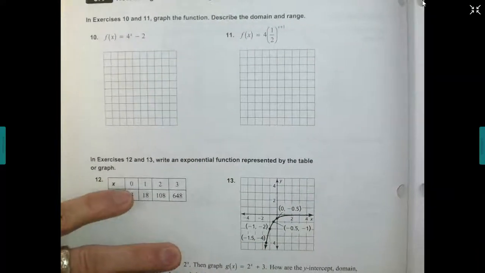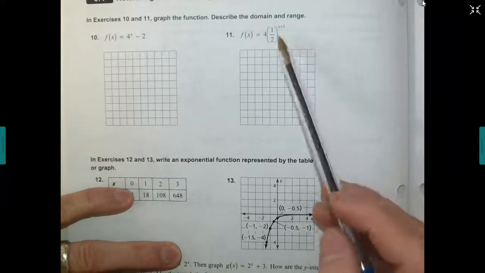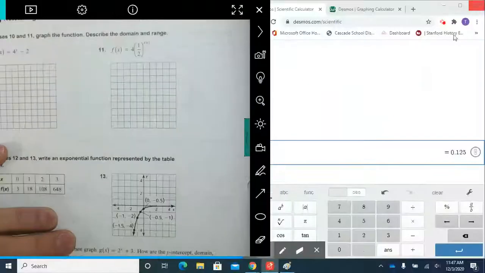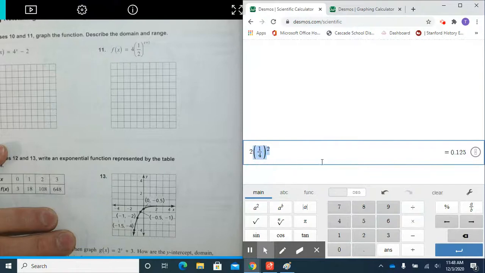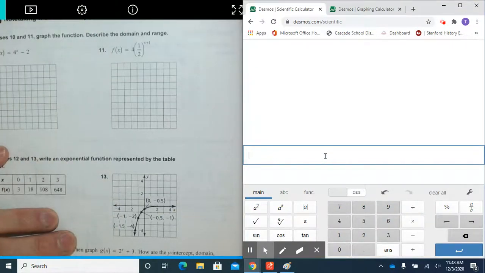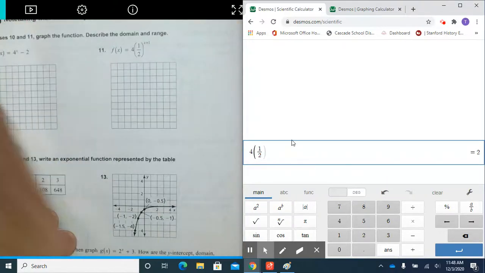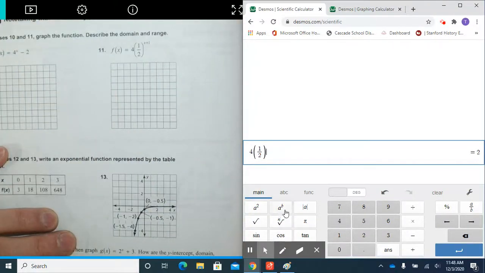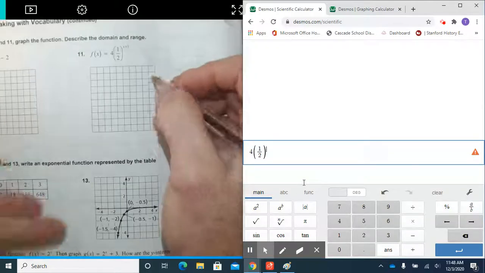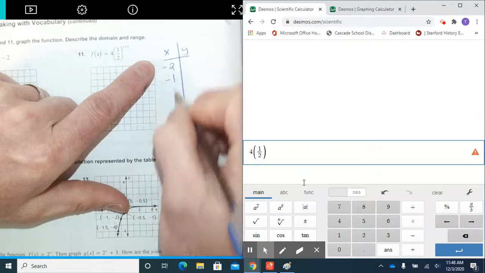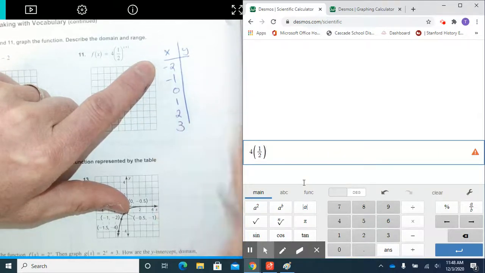Okay, number 11. F of x equals 4 to the 1/2 times x plus 1. Ooh, fun. So, let's take this one. F of x equals 4 times 1/2, and then I go up for my exponents and I go x plus 1. If I'm going to make a table for this one, I have x and y. I'm going to do -2, -1, 0, 1, 2, 3.